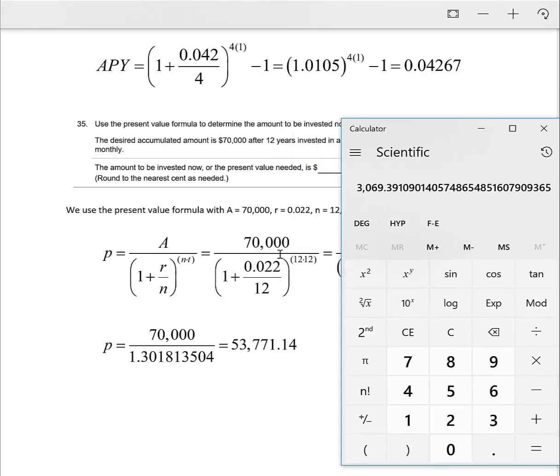So I'm going to start down here, 0.022 divided by 12 plus 1. And then I'm going to raise that, 12 times 12 is 144, to the 144th power. Now my calculator has a storage option, so I'm going to go ahead and put that in storage. And I'm going to put in the 70,000, and I'm going to divide by, I'm going to pull that number back from recall. And so I come up with $53,771.14.